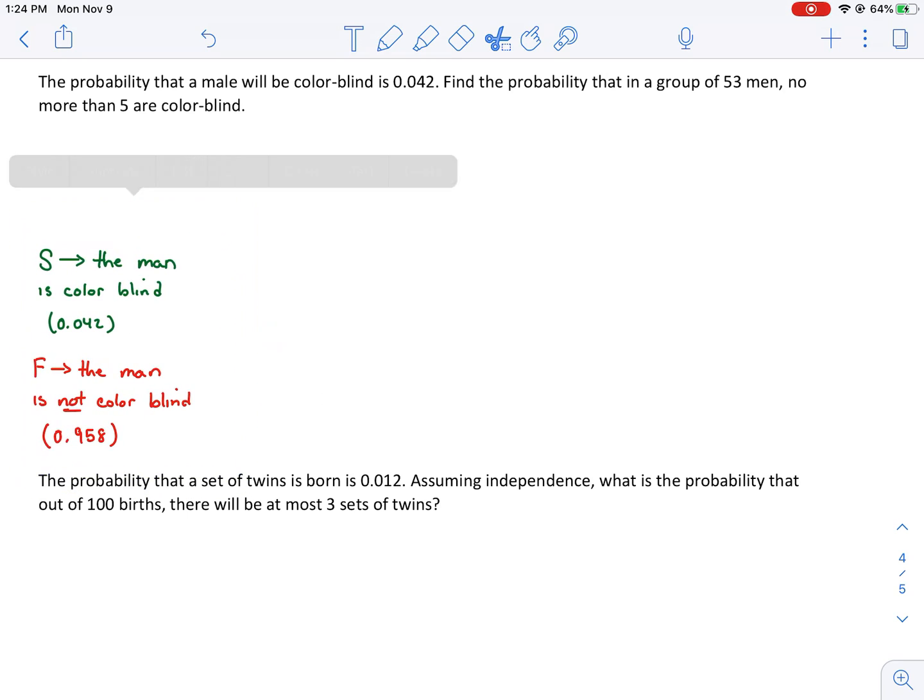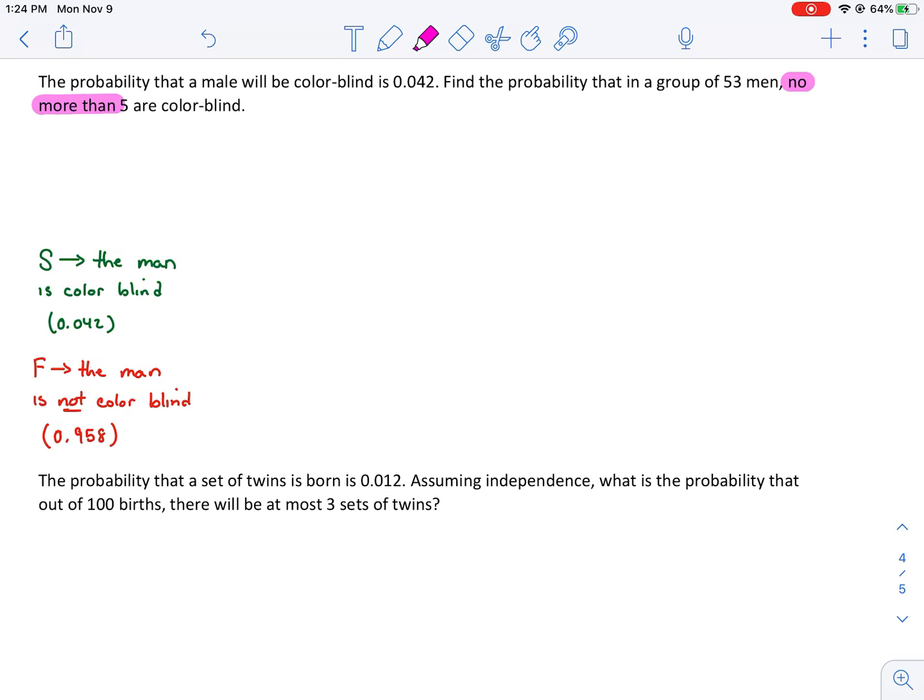Alright, so let's go and figure out the definitions for success and failure. We have success as the man is colorblind. Failure is the man is not colorblind, and that probability is 0.958.